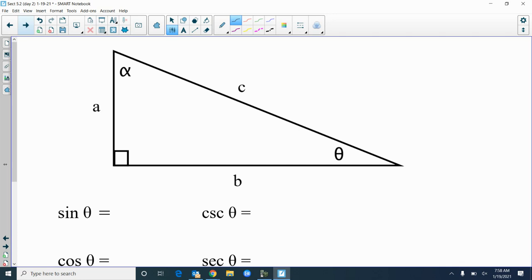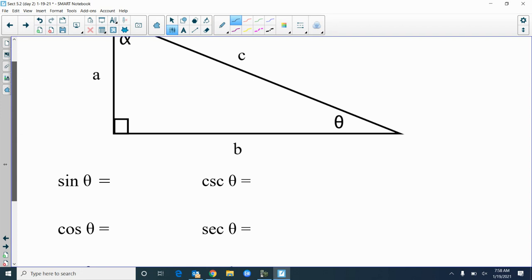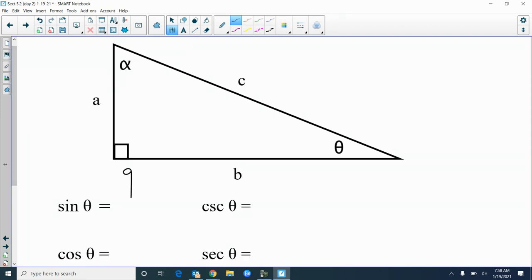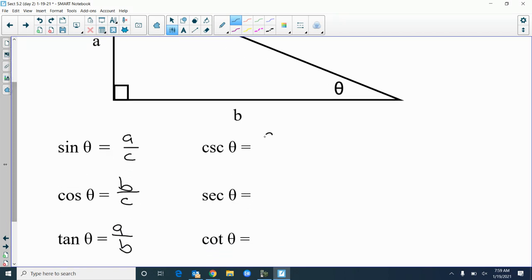Top of the next page. All right, you don't have this on here. This is just to help me. You've already done it enough, but I'm just going to have it so I have it to refer to. All right, sine is A over C. Cosine is B over C. Tangent is going to be A over B. And then cosecant is C over A. Secant is C over B. And cotangent is B over A.